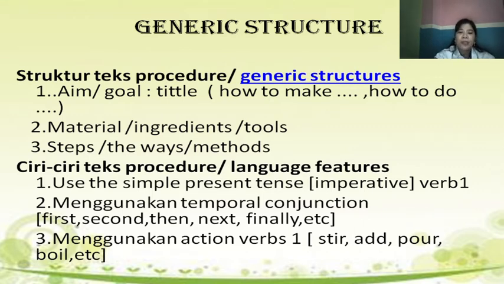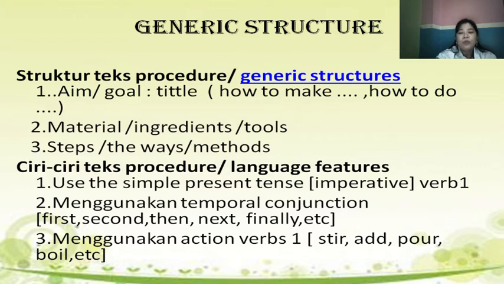Ciri-ciri teks prosedur atau language feature. Number one, use the simple present tense. Ya, jadi menggunakan yang namanya simple present tense. In the bracket, dalam kurung, it uses imperative verb atau disebut juga verb one. Jadi for number one, it is the same. Simple present tense, it is the verb one. Imperative, it's verb one ya. Jadi untuk procedure text itu adalah menggunakan tenses simple present atau menggunakan verb satu.